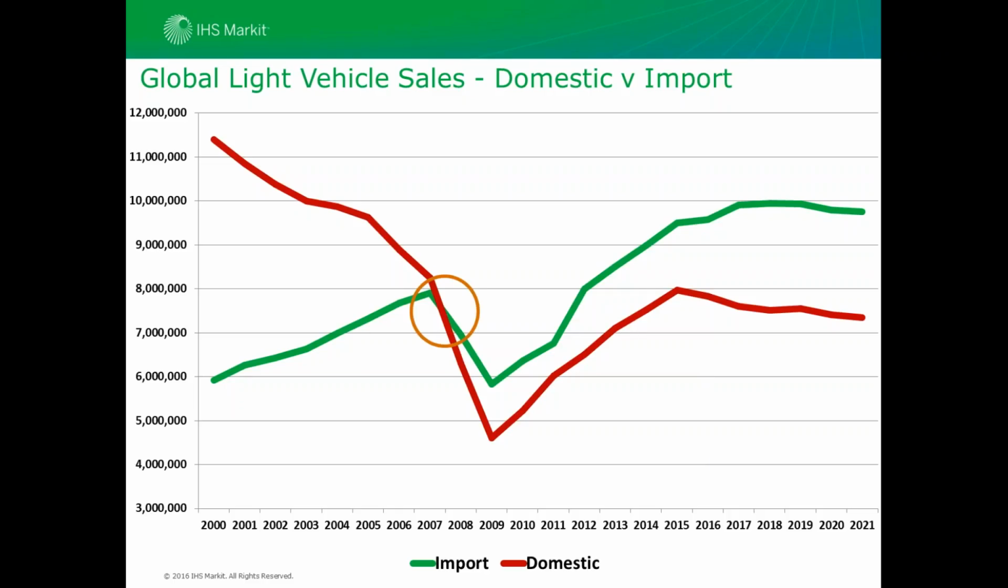But the real interesting thing are the two ends of the graph, if you will. When you look back in the year 2000, there were 5.5 million more domestic units sold than imports. In 2021, we'll be selling almost 2.5 million units more of imports than domestics. Together, that is about an 8 million unit per year swing toward import vehicles. So, a big shift toward the import nameplates.